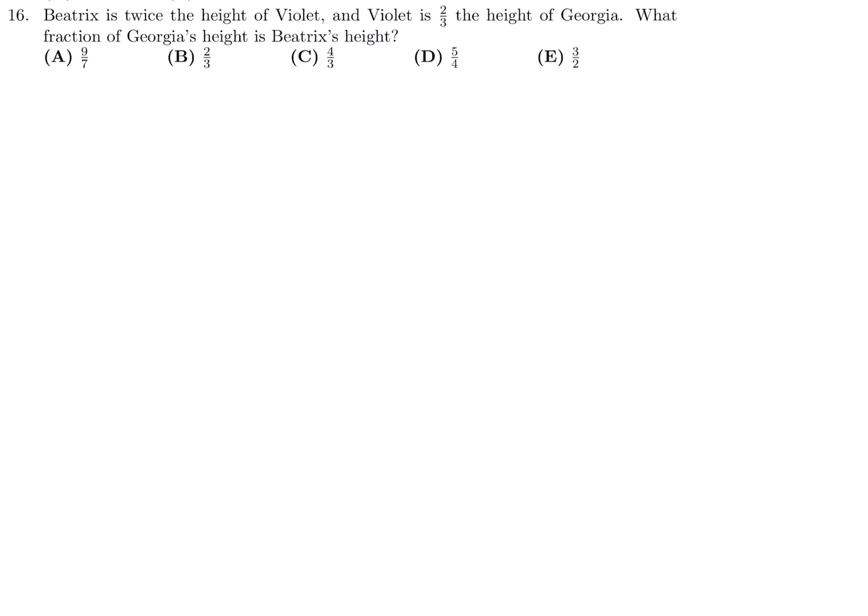Beatrix is twice the height of Violet, and Violet is 2/3 the height of Georgia. What fraction of Georgia's height is Beatrix's height? So B is equal to 2V, and V is equal to 2/3 G.